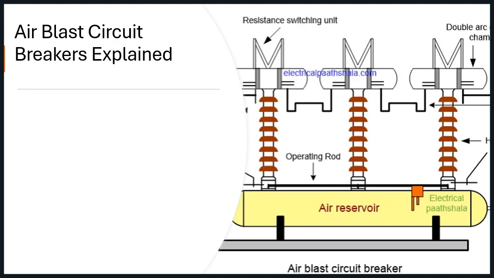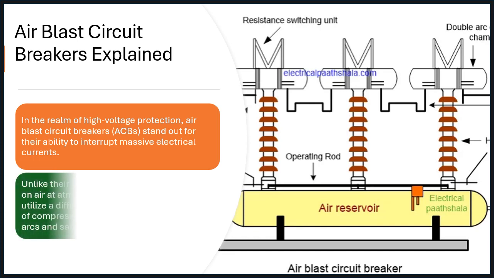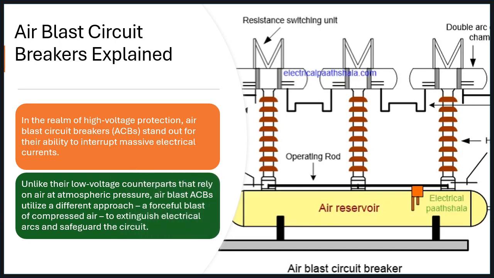Air blast circuit breakers explained. In the realm of high voltage protection, air blast circuit breakers, ACBs, stand out for their ability to interrupt massive electrical currents. Unlike their low-voltage counterparts that rely on air at atmospheric pressure, air blast ACBs utilize a different approach: a forceful blast of compressed air to extinguish electrical arcs and safeguard the circuit.